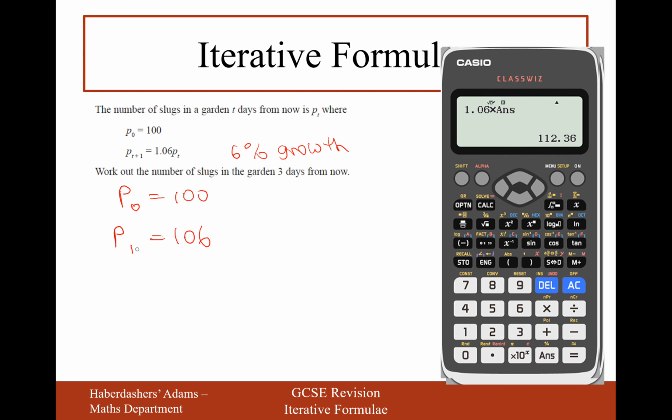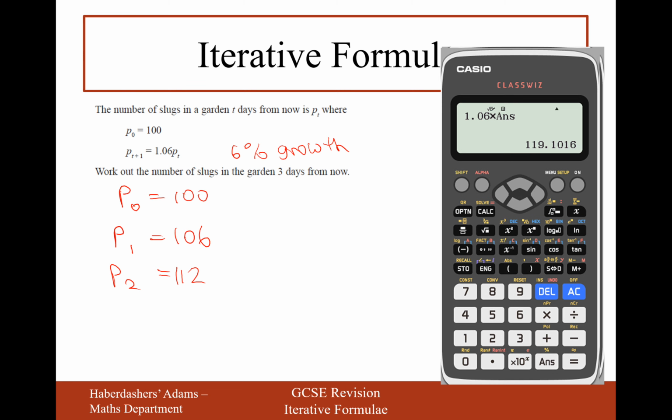Press equals again, that's 2 days later, that will give us 112 slugs in the garden, and press the equals button again, and we get 119. So that'll be 119 slugs in the garden 3 days from now. So there we are, that's the answer to this question.